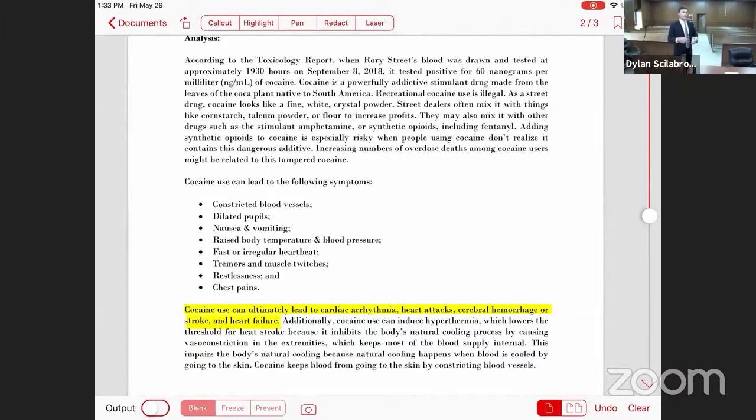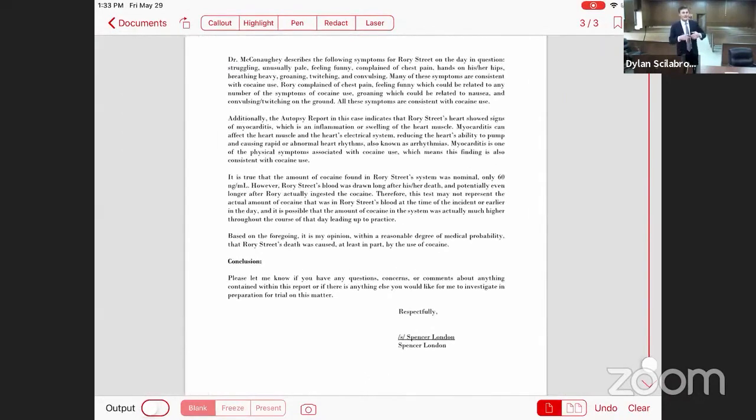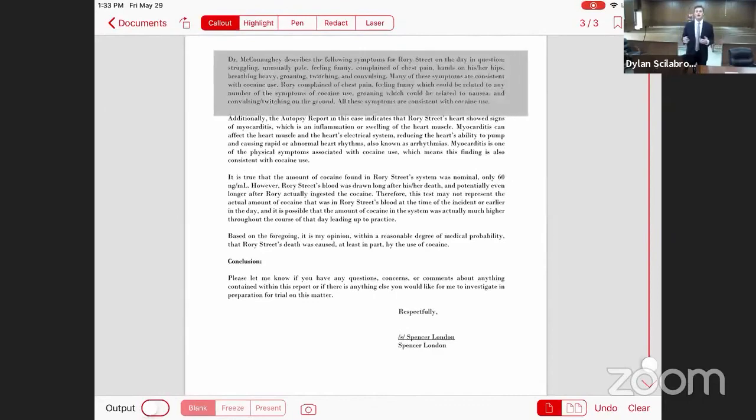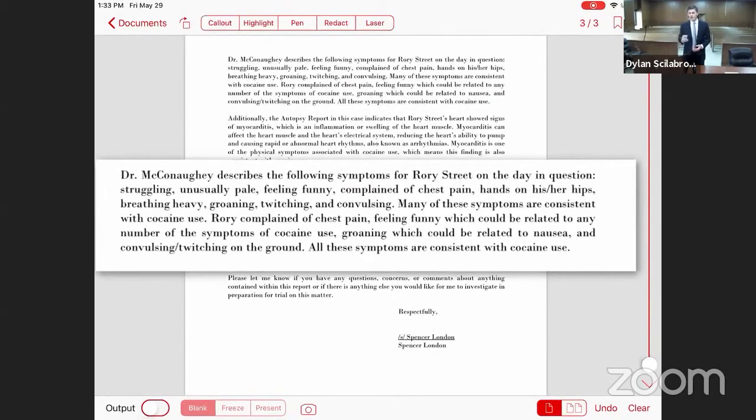Now, the plaintiff's expert has taken an alternative theory of liability, has said that instead this was caused by heat stroke and not cocaine usage. Mr. Lennon offers guidance on that opinion and why it's incorrect. I'm going to read this word for word. Dr. McConaughey describes the following symptoms for Rory Street on the day in question: struggling, unusually pale, feeling funny, complained of chest pain, hands on her hips, breathing heavy, groaning, twitching, and convulsing. Many of these symptoms are consistent with cocaine use. Andrew, will you highlight that for us, please?